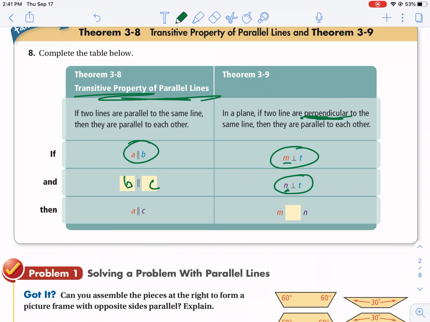Well, here's T, and M crossed it at a right angle, and N also crossed it at a right angle. Can we conclude anything about M and N?